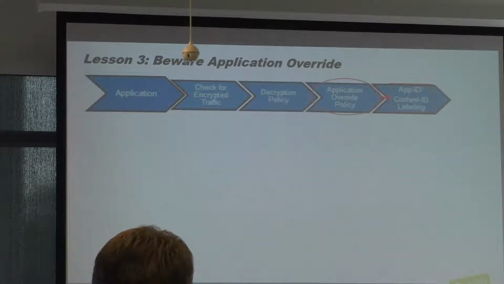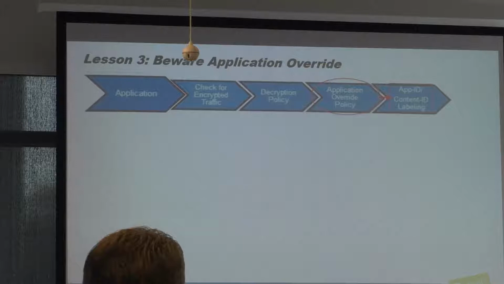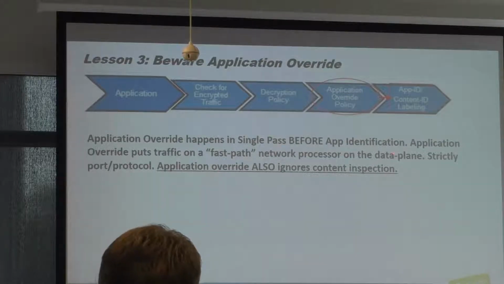Okay? So an application override is an object that you can create to override a Palo Alto Networks app ID with your own custom ports. There are very few instances where I would actually recommend doing it, but occasionally a scenario lines up where you have to. It happens before the actual application ID, and once an application override policy is matched, it puts the traffic on a fast path network processor, which means it bypasses app ID and content inspection.